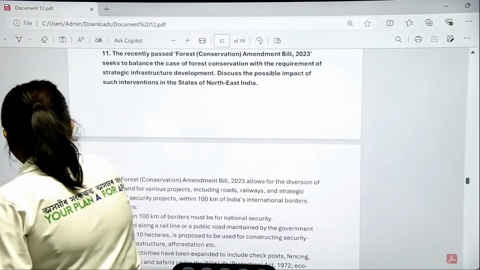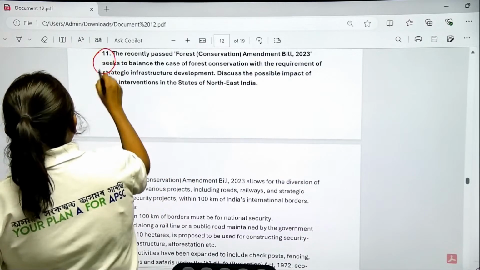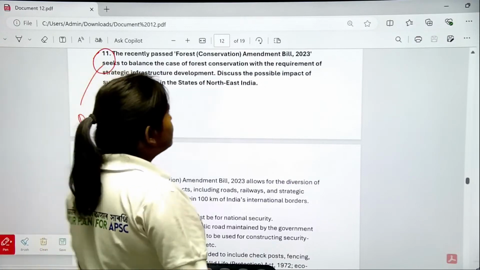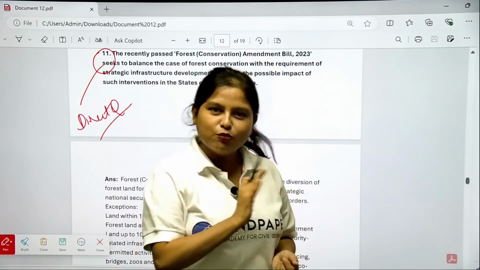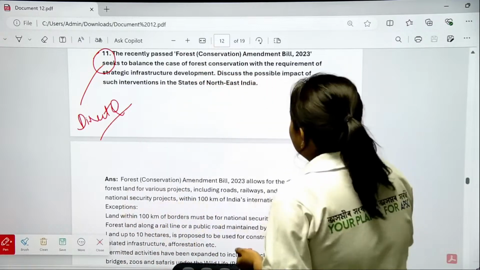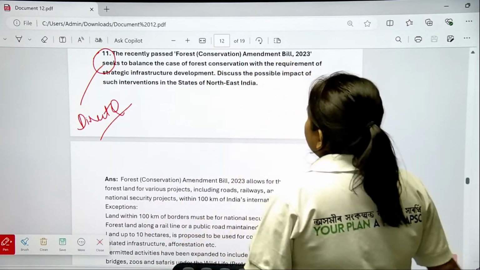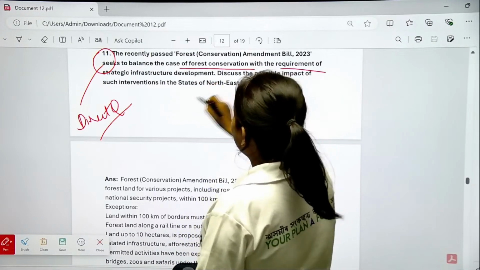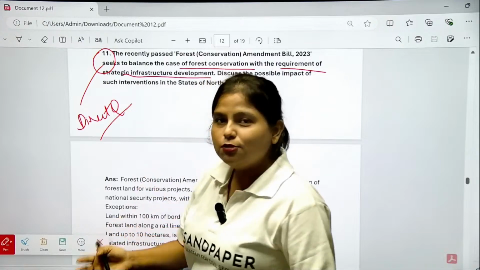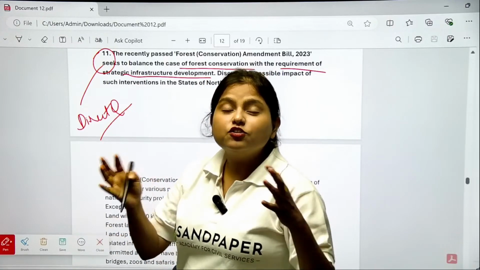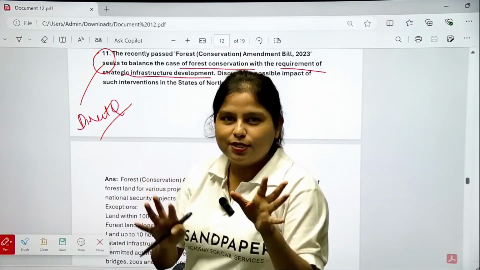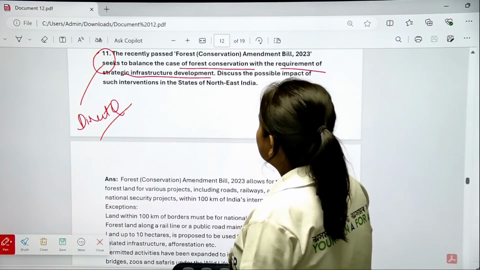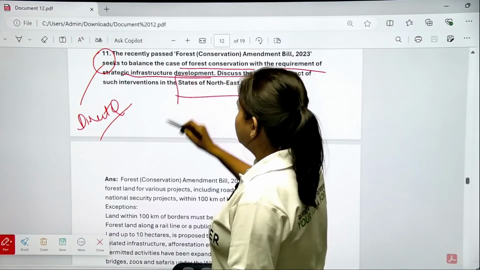Again a direct question from our answer writing. It's a direct question. The Forest Conservation Bill 2023 seeks to balance the cause of forest conservation with the requirement of strategic infrastructure. We asked how we will balance ecological balance and strategic balance. This is what we asked: discuss the possible impact of such interventions in a state of Northeast India.